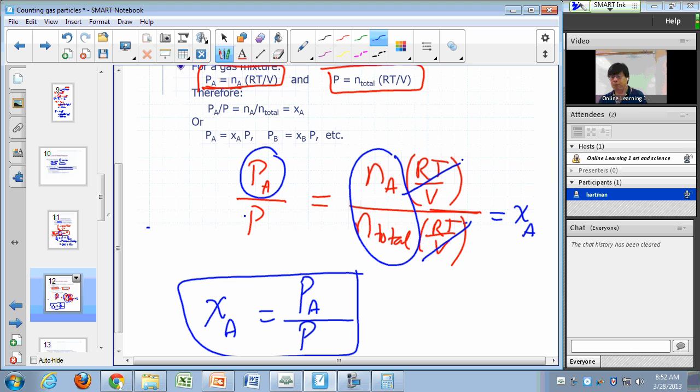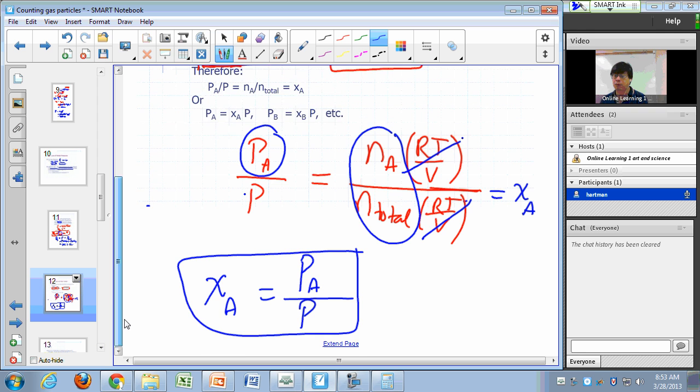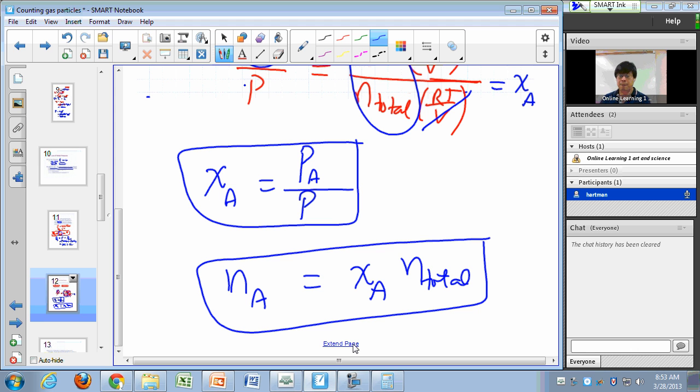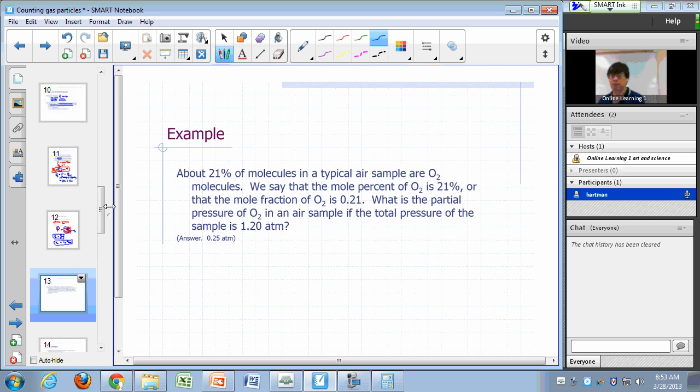So let's say you found out your mole fraction was 0.2, and you had 25 moles. Then the actual number of moles will be 0.2 times 25, whatever total number of moles you have. So one useful piece of information you can get is the actual number of moles of A, which is just the mole fraction of A times the total number of moles. Okay? So that's a good way to get to the composition of your mixture.